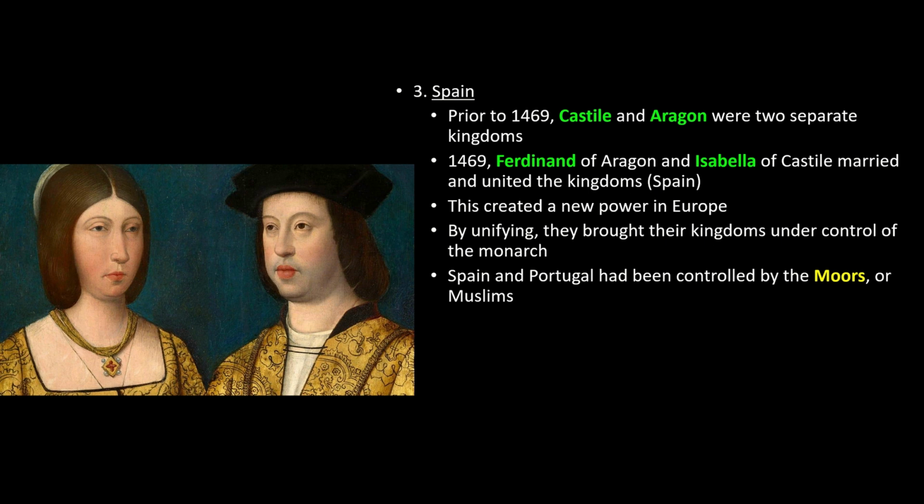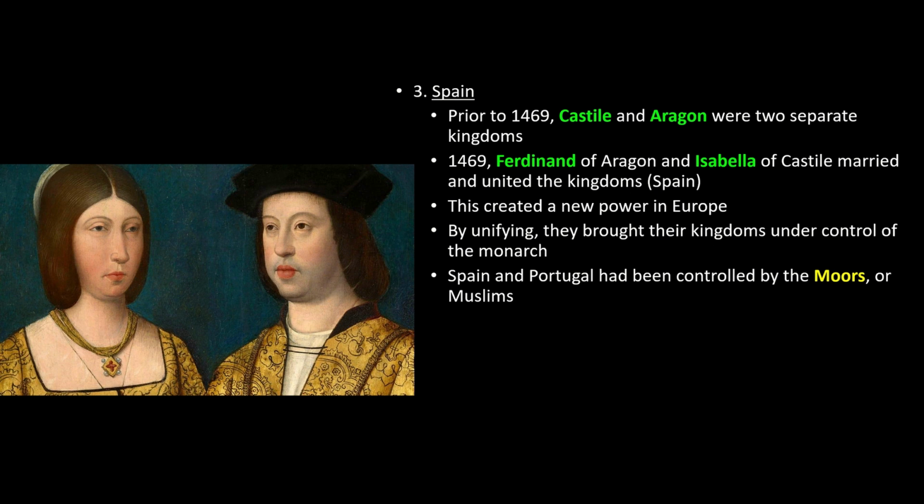Guess what happens in the 1300s? The Mongols. The Mongols come in, Genghis Khan and those guys, and they conquer all this land and they take it from Muslim control. But Muslims or Moors are still in control of Spain. So when Ferdinand of Aragon and Isabella of Castile unite, one of the things is they're going to turn their attention towards the Muslims.